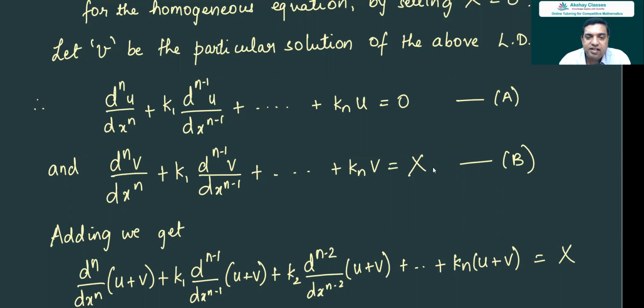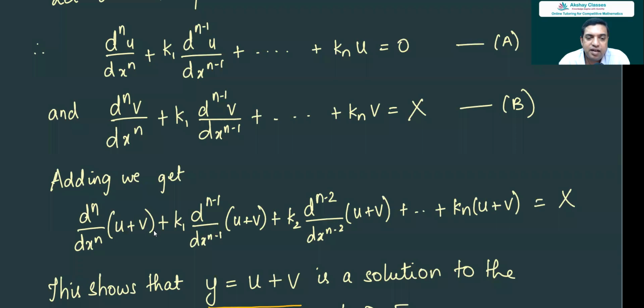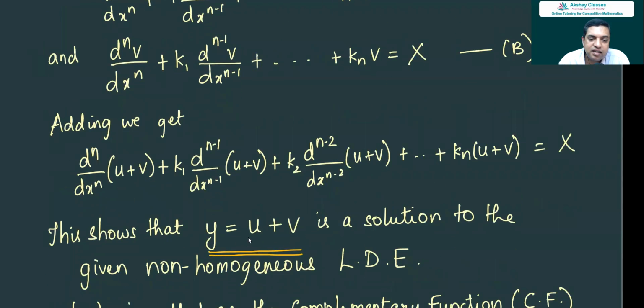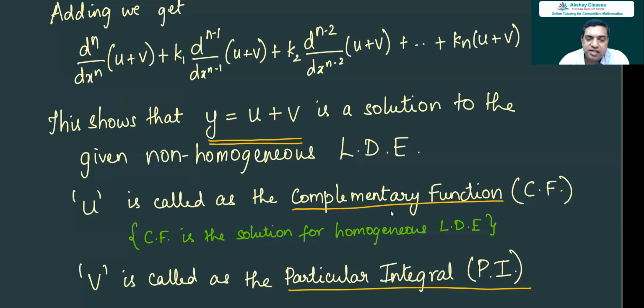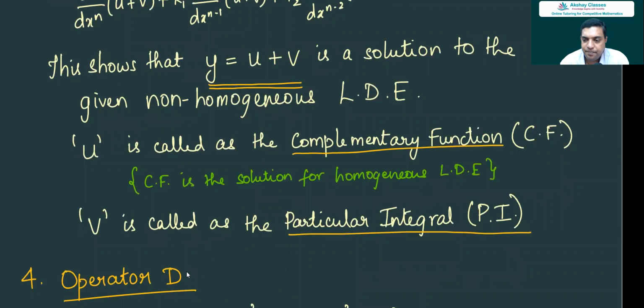Now we can add these two. When we add, by the sum rule of derivatives, this gets added. So what we can see is that y equal to u plus v is the solution to the given non-homogeneous linear differential equation. So for a non-homogeneous equation, the solution will include the solution of the homogeneous part plus the particular integral. U is called the complementary function and V is called the particular integral.